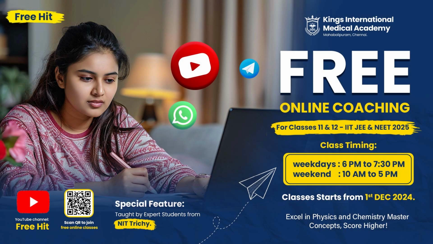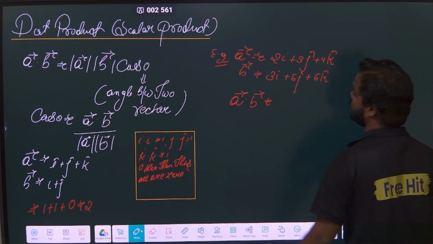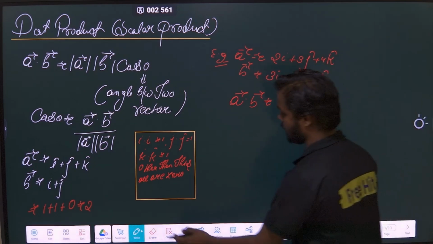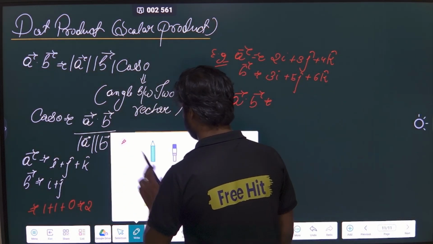Clear? How to find A dot B? Just please tell me the answer how to find A dot B. Just wait for 1 minute, less than 1 minute.